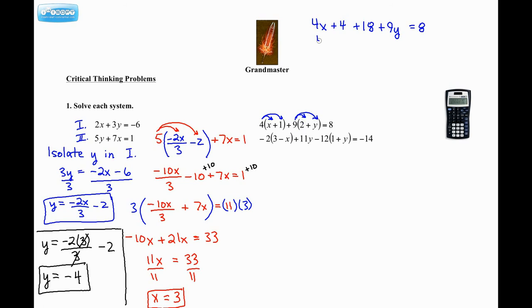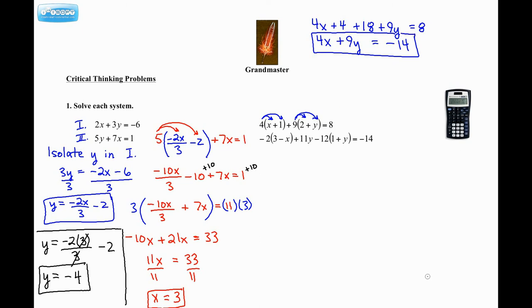That's going to give me 4x plus 9y. Now I know that 4 plus 18, that's going to give me 22. But I'm going to subtract that 22 from both sides. Or in other words, just subtract 4 and subtract 18 from both sides. Right? Well, 8 minus 22 just gives me negative 14. Okay? So what did look crazy complicated is actually really not that bad.